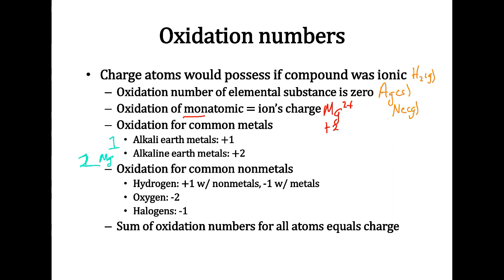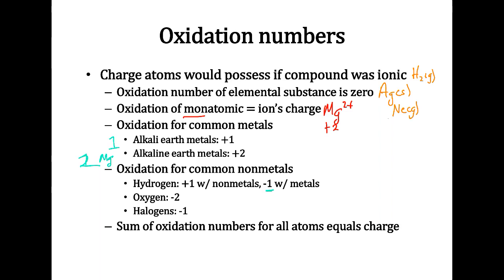Okay, so then once we get out from there, let's go ahead and talk about the oxidation numbers for common nonmetals. So this is kind of the hierarchy that you would use for assigning these. You would assign hydrogen first, then oxygen, and then halogens. Hydrogen is +1 if it's behaving as the cation, but if it's behaving as an anion, it's -1.